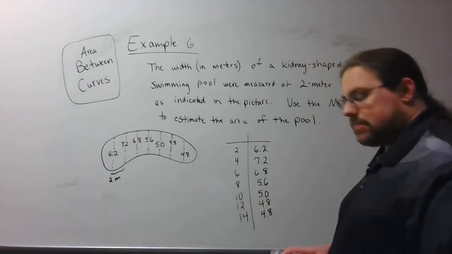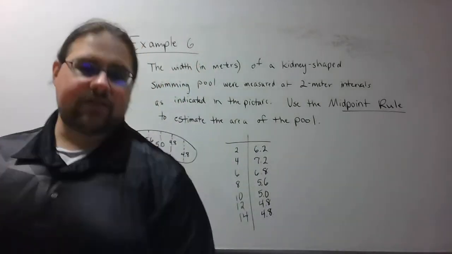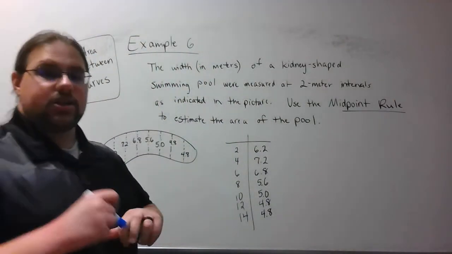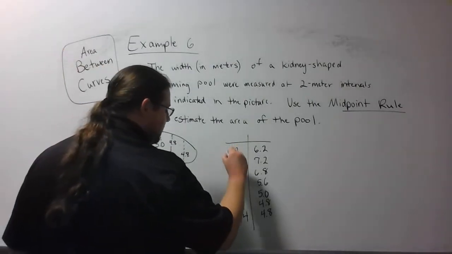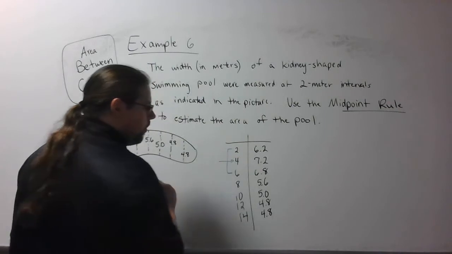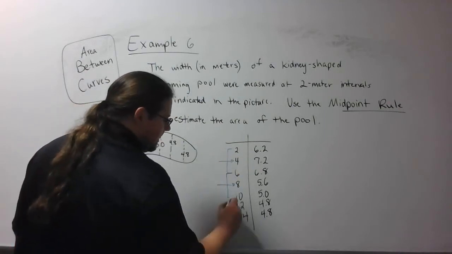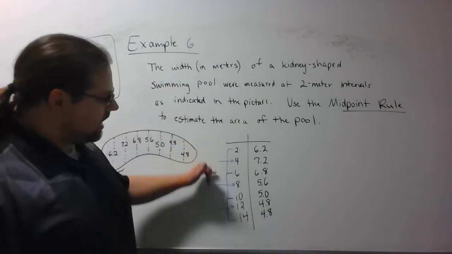So what I'm going to do, again, is use the midpoint rule to try to find the width of this pool. So that means if I have to do a midpoint, I have to do it between two numbers. So my first one is going to be from 2 to 6, so the midpoint is going to be the 4. Then I'm going to go from 6 to 10, so I'm going to use the 8. Then I'm going to use the 10 to the 14, which is going to be the 12. So those are going to be my midpoints.